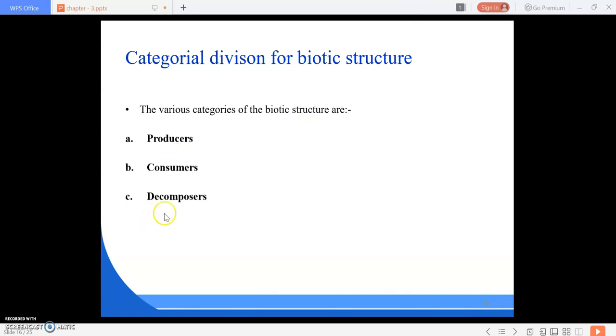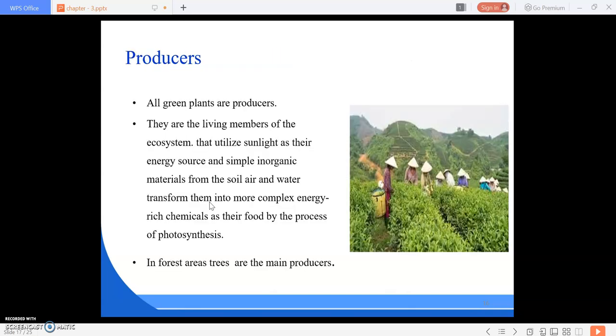And the next one is our decomposers. Who are decomposers? The bacteria and the fungi are the decomposers. So mainly its biotic structure is of three types. First one is our producer, second is consumer, and third one is our decomposers. Okay, now I will teach you about the producer.